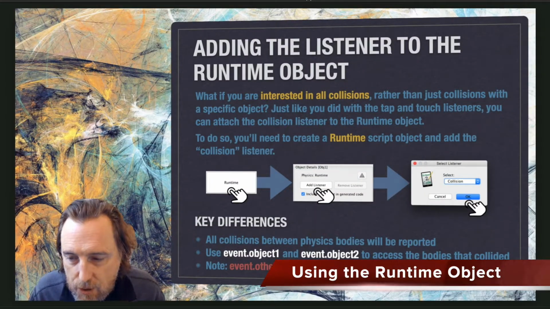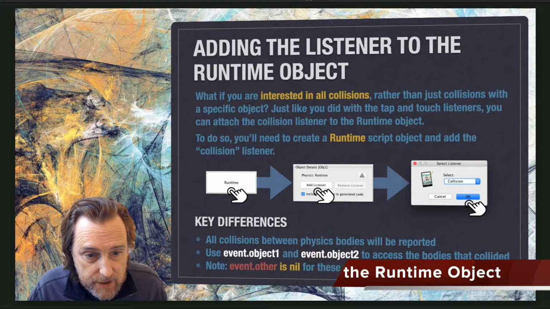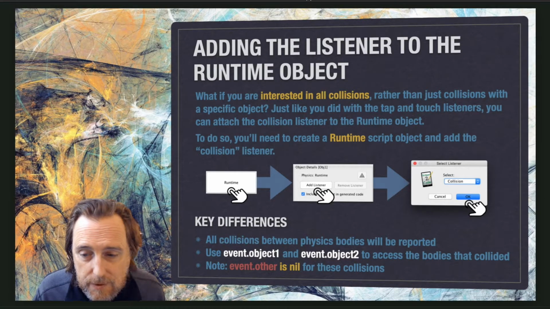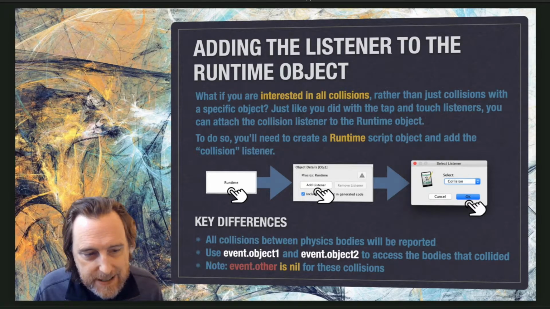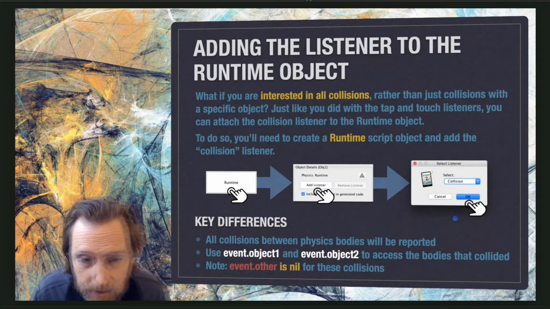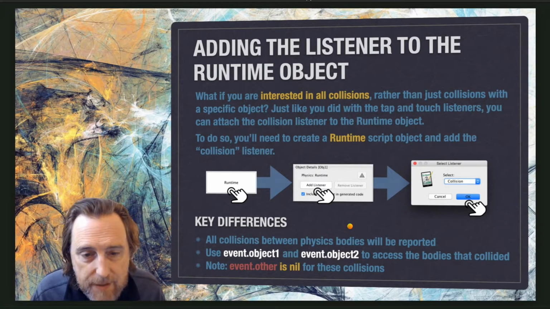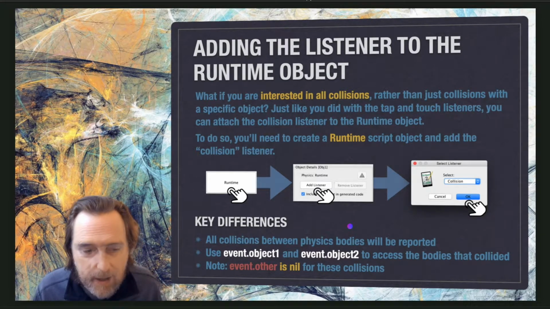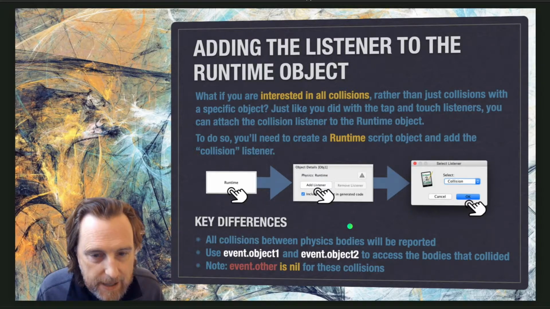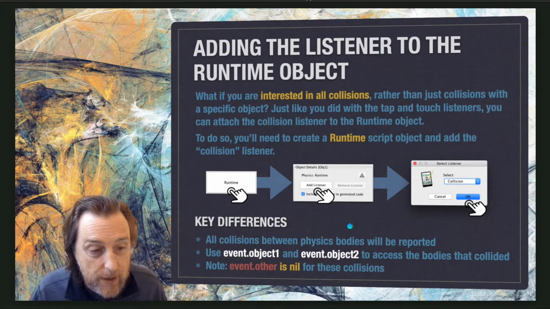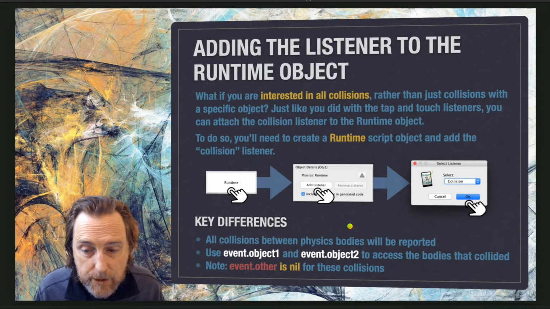Okay, so we can add the collision listener to the runtime. So we don't have to add it to, say, the ball or the ground or a particular physics body. We can add it to the whole app. I'm not going to do it right now because there's a couple of changes I want to talk about before we look at it. When you add the collision listener to the runtime, any two physics bodies that collide will report that collision to that collision handler. So everything that collides will be reported.